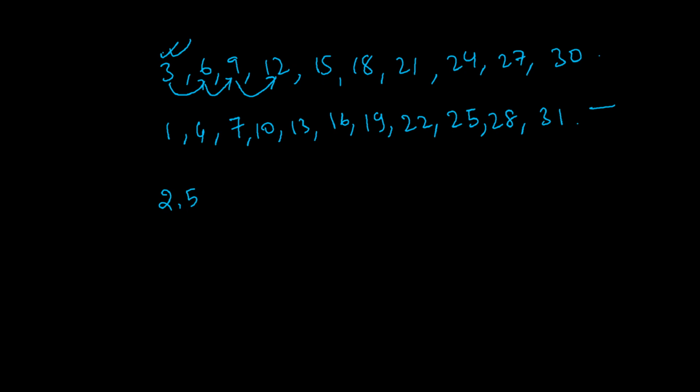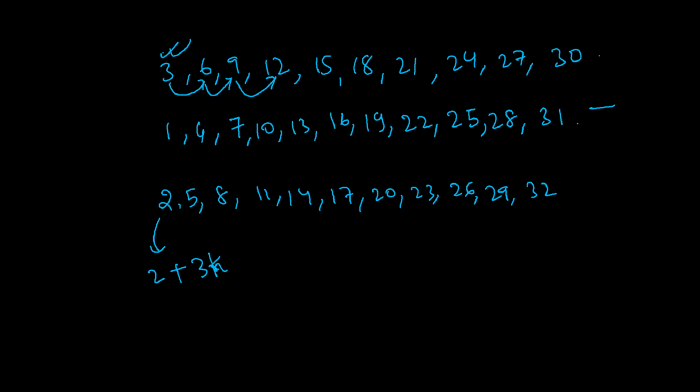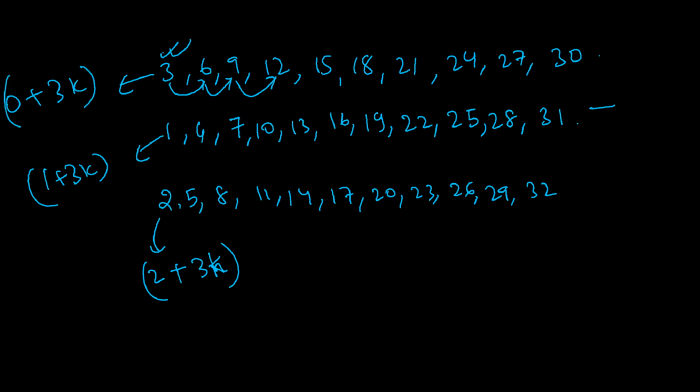Similarly, 2, 5, 8, 11, 14, 17, 20, 23, 26, 29, 32. The remainder was 2, and if you add a multiple of 3, the remainder will remain 2. Remainder was 1, add a multiple of 3, the remainder will be 1. Remainder was 0, add a multiple of 3, the remainder will remain 0, whatever the number is. That's it.